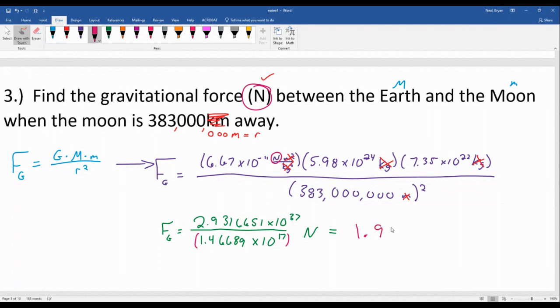But if you get everything working right, you should get just about 1.999 times 10 to the 20, which is an absolutely massive force. But to me, makes sense because it's the Earth pulling on the moon. So kind of seems like it would have to be a big force.